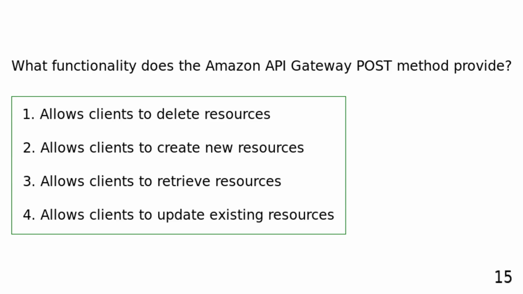What functionality does the Amazon API Gateway Post method provide? Allows clients to delete resources. Allows clients to create new resources. Allows clients to retrieve resources. Allows clients to update existing resources.